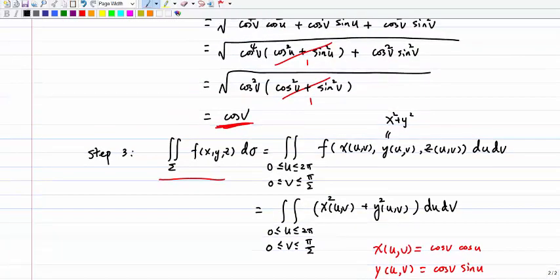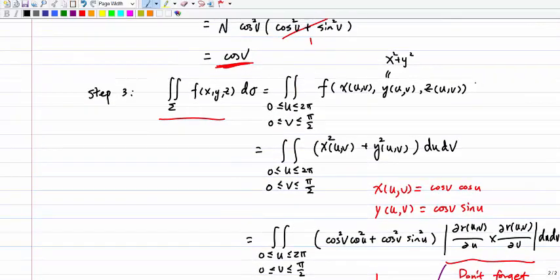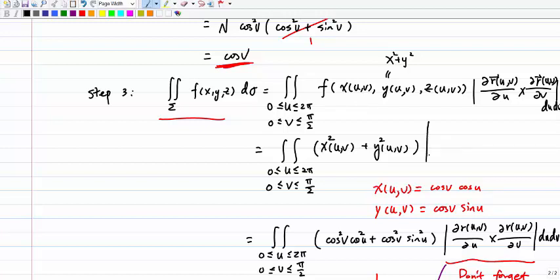Here, I want to change this a little bit. This one has to have one more term: the norm of partial r(u,v) over partial u cross product partial r(u,v) over partial v, du dv. So that's what we have to compute, right? Don't forget about this term. This term is very important.